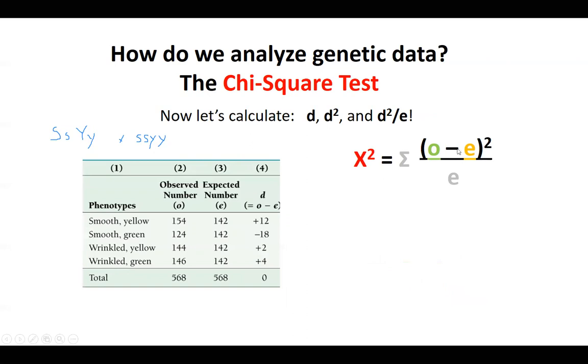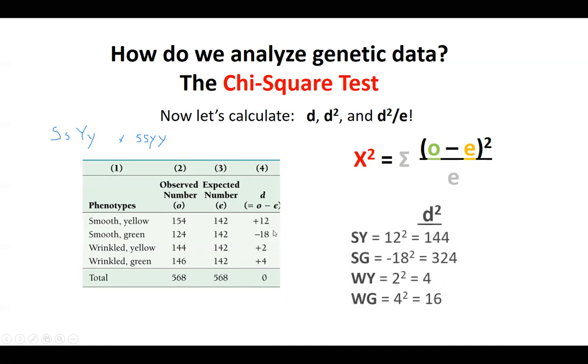Now, we calculate D squared, which is simply D, these values you've just calculated, squared. 12 squared is 144. 18, even negative, 18 squared is 324. 2 squared is 4, and 4 squared is 16. That'll be the next set of values in our table. And then now we can take our observed minus expected squared and divide it by the expected. Okay, notice again, we're doing each of these individually. We're going to sum them at the end.